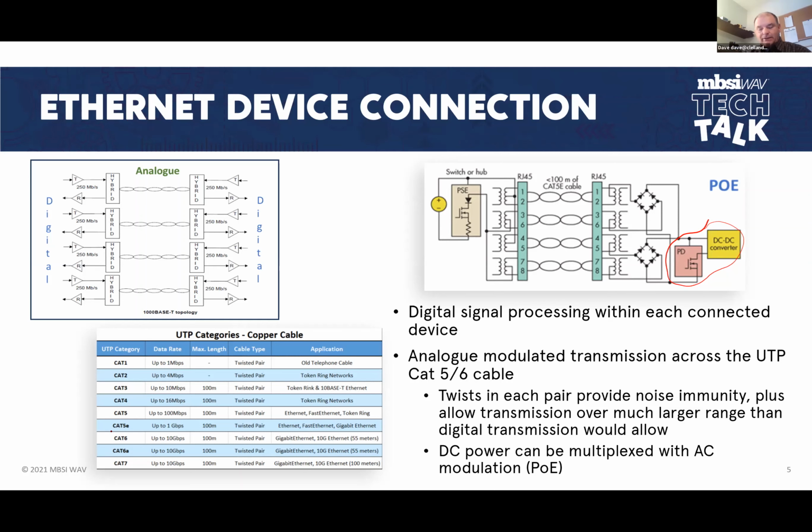Finally, in this last table here, just as an FYI, I've summarized what the different categories of unshielded twisted pair are and what their maximum lengths are. If you want to take a screenshot of that, you've got the basics of the UTP categories all in one little table. So, Ethernet: digital, analog, digital.